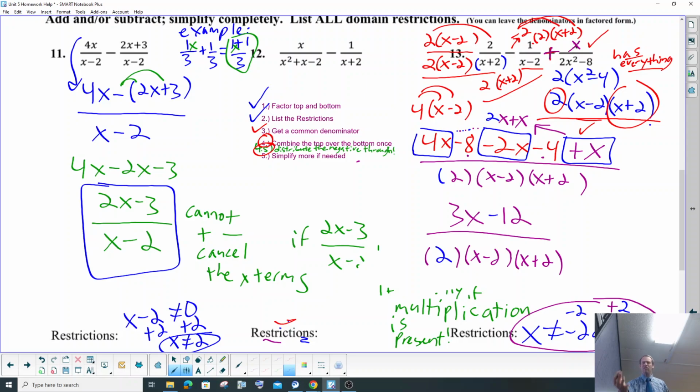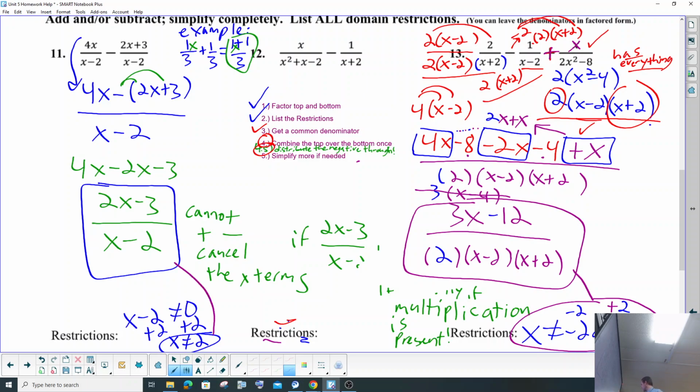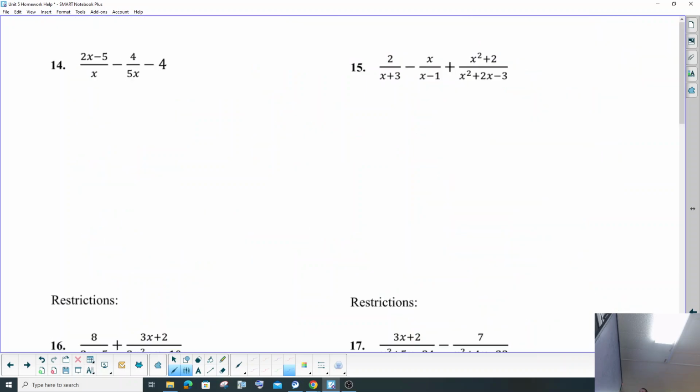And you can leave the denominator in factored form. You don't have to multiply it through. So that's our answer. Now I would factor this just to make sure. If you pulled out the 3, that would be x minus 4, right? 12 divided by 3 is 4. But nothing in the bottom canceled with the top, so we're okay. So that would just be our final answer with our exclusions.